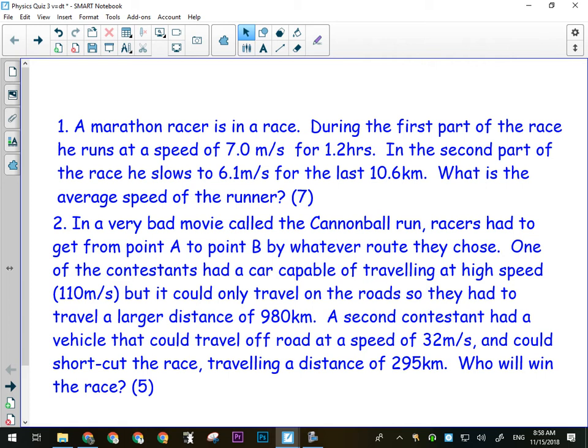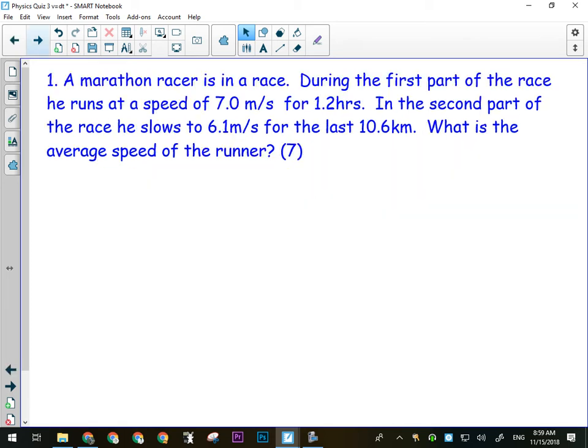Okay, easiest way to do that is to make, most of the time, the units for time seconds and the units for distance meters. Most of the time, that's not always going to be true. Okay, but for both of these questions, it is. All right, so we'll first have a look at the marathon runner in the race. Okay, during the first part of the race. Okay, so during part one.